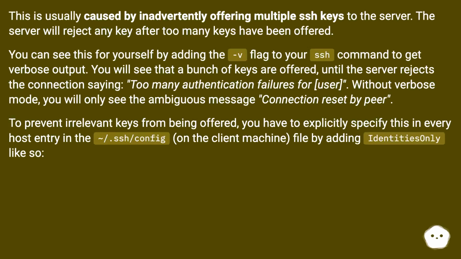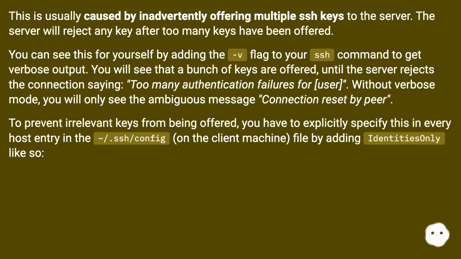This is usually caused by inadvertently offering multiple SSH keys to the server. The server will reject any key after too many keys have been offered. You can see this for yourself by adding the -v flag to your SSH command to get verbose output. You will see that a bunch of keys are offered, until the server rejects the connection saying, "Too many authentication failures for user." Without verbose mode, you will only see the ambiguous message, "Connection reset by peer."